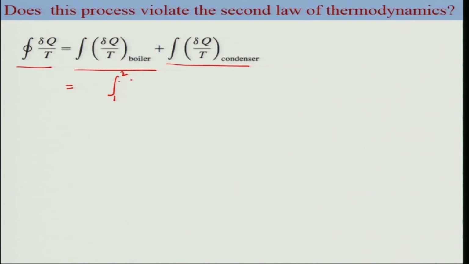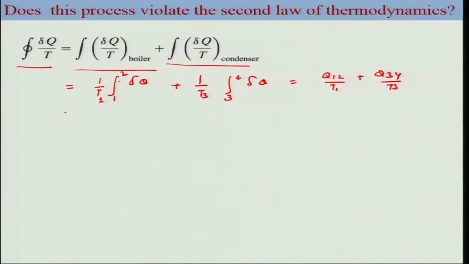So this is nothing but del Q. Now the temperature of the boiler and the condenser are constant. So this is T1, and this is going to be 1 by T3, 3 to 4 del Q, okay. Or in other words we can simply write Q1 2 by T1 plus Q3 4 by T3, okay.